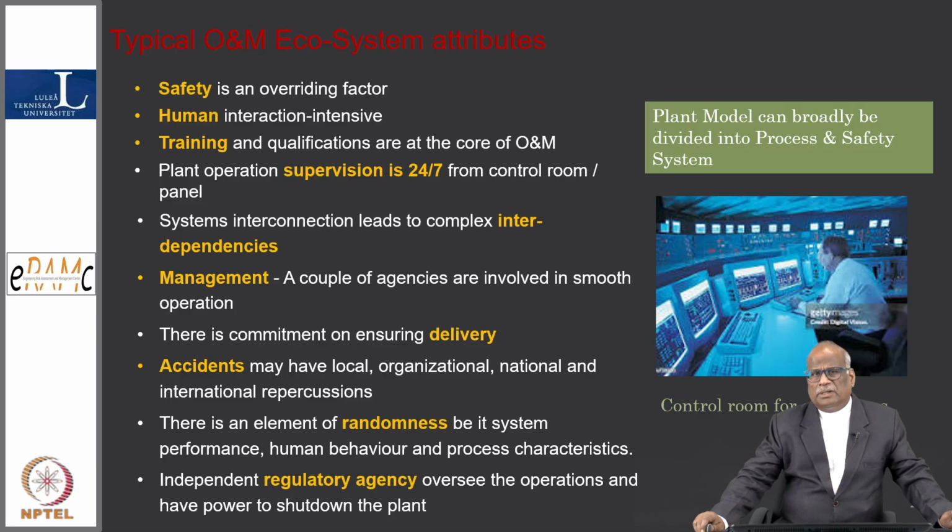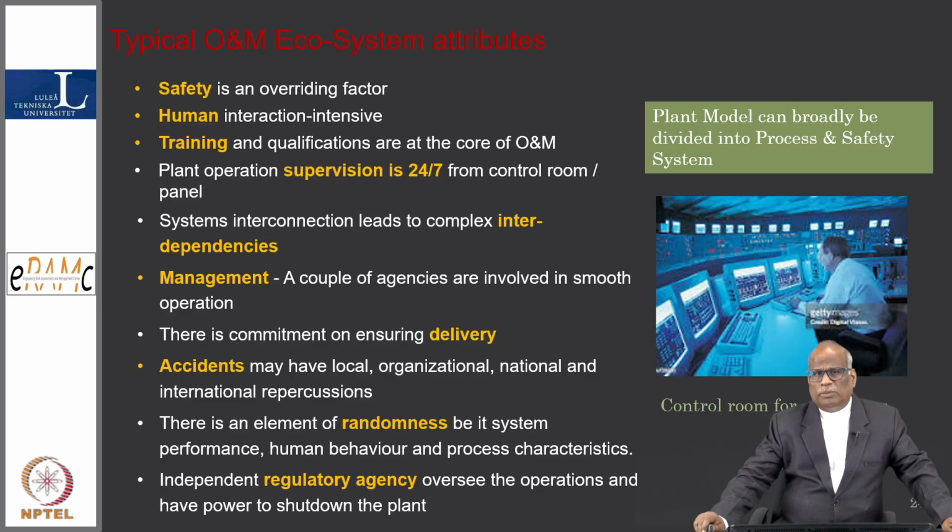Safety is an overriding factor. What does it say? Safety is an overriding factor, which means any decision has to be taken with that in mind. If you have to choose between the plant's operation and safety issues, safety issues will be given priority, and safety should not even seem to be compromised. That is what it means.